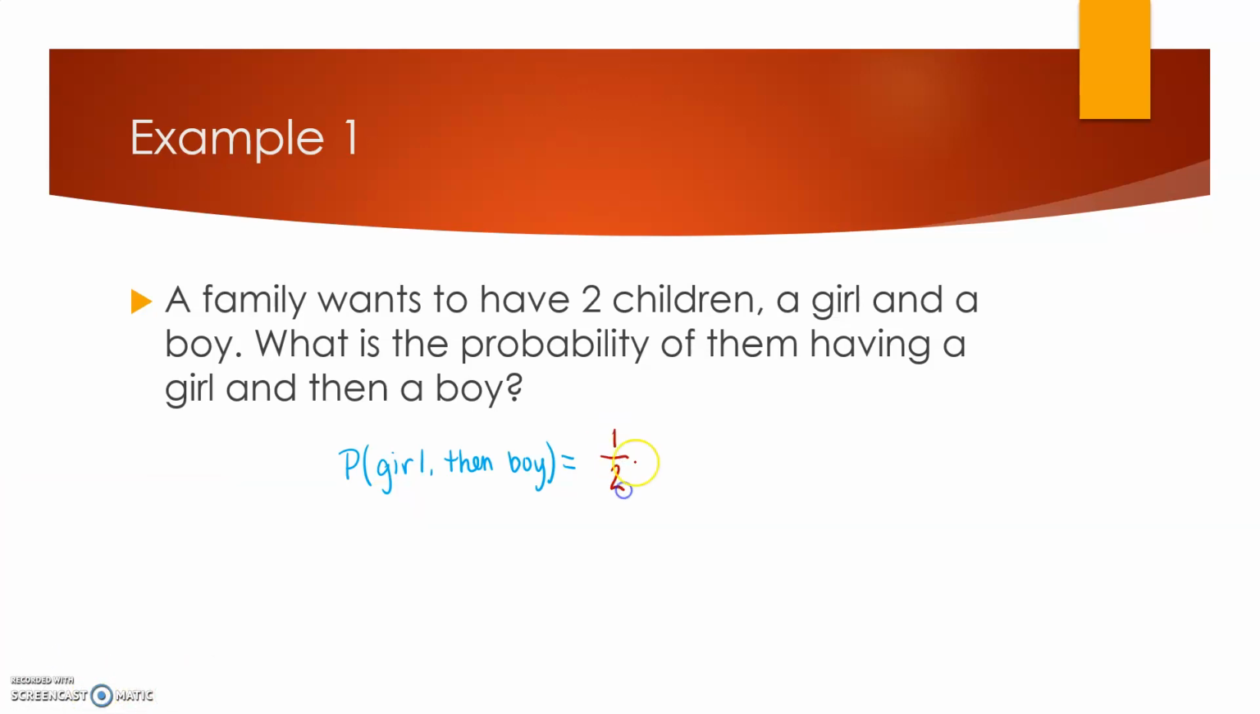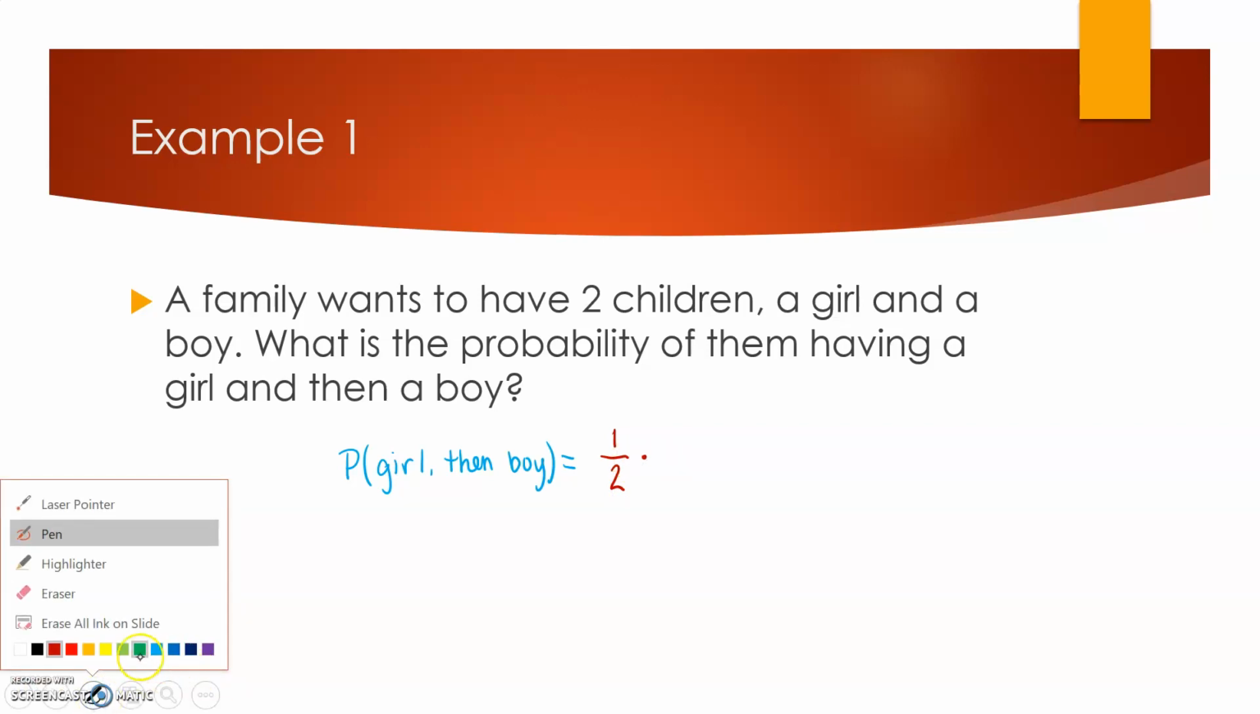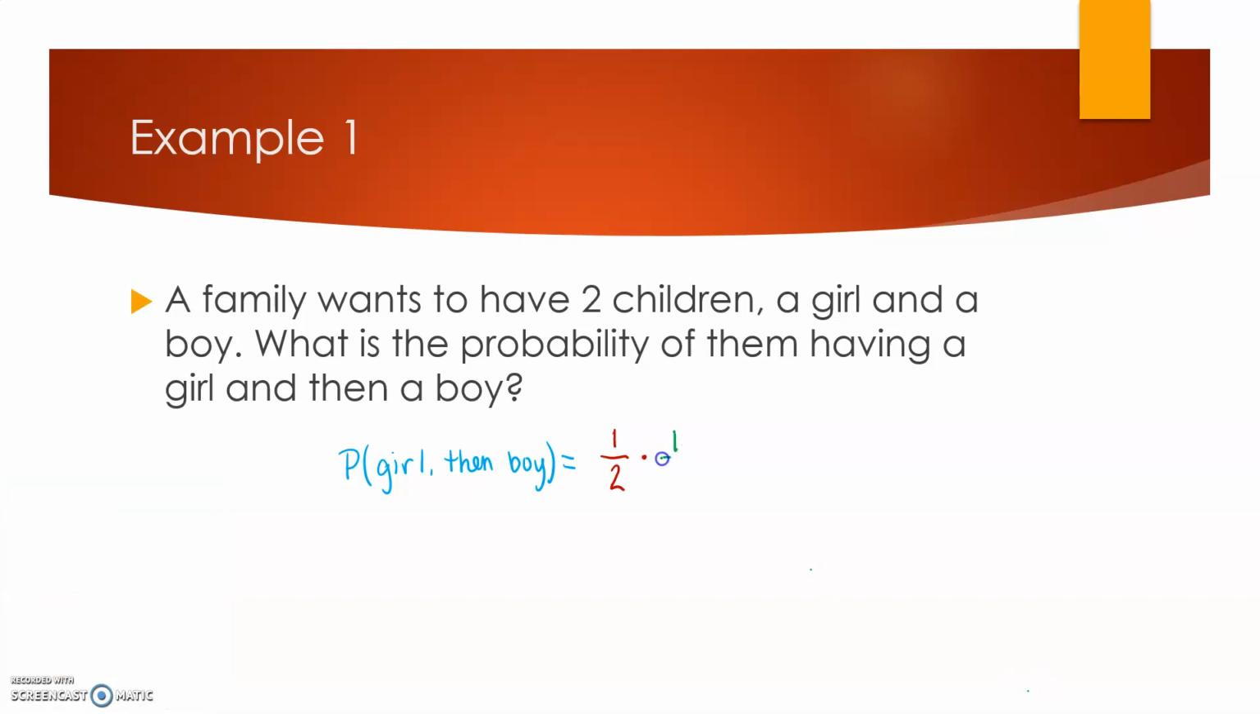Either it's a girl or it's not. And then we're going to multiply it. The probability of having a boy is also 1/2 because either it's a boy or it's not. And when we multiply these together, we're going to get 1/4. So we could say 1/4 would be a good probability.